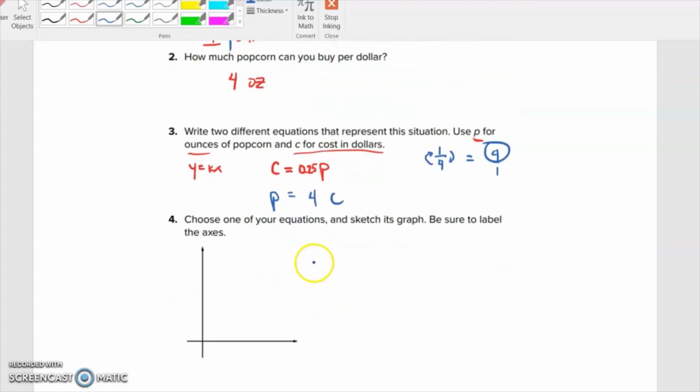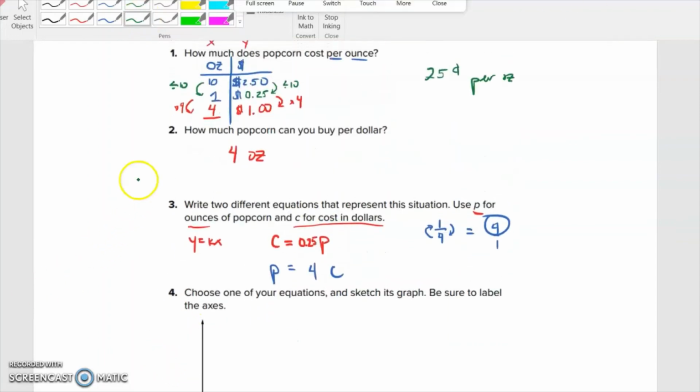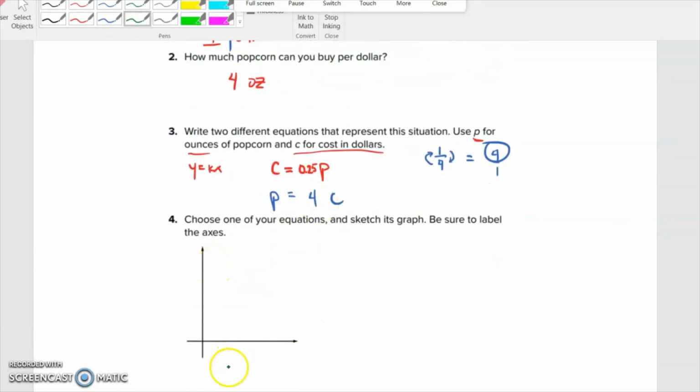The last one says choose one of your equations and sketch its graph, and be sure to label the axes. So to do that, you can do either one of these, it doesn't matter. Again, I'm just going to go off what I made originally up here in my table. I had ounces for my X value, so I'm going to put popcorn in ounces on the bottom. I'm going to put my price or my cost on the Y value, and that was in dollars.